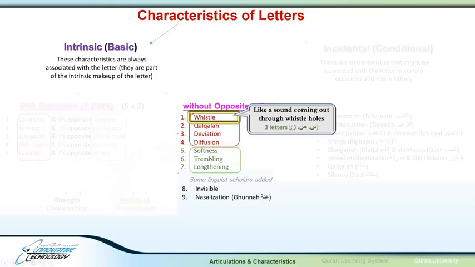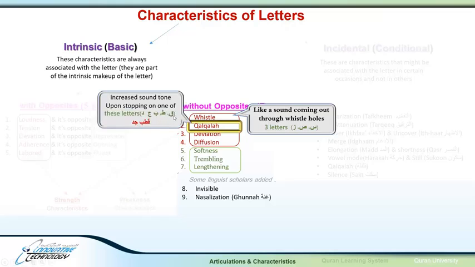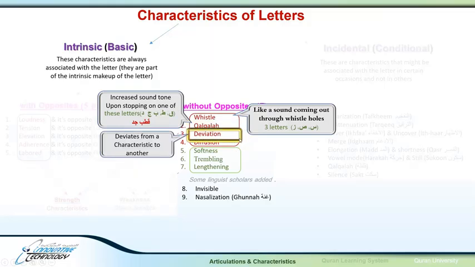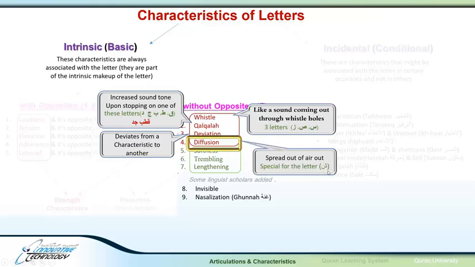Is, us, is. The qalqala is another unique basic intrinsic characteristic of these letters, qa, ta, ba, ja, da. We put them together in qutb jad, where we increase the sound tone upon stopping on one of those letters. The deviation is basically when we deviate from a characteristic of the letter to another one. The diffusion is a characteristic of the sheen, where there is a spread out of the air being blown out. Shh. It is only special for this letter.